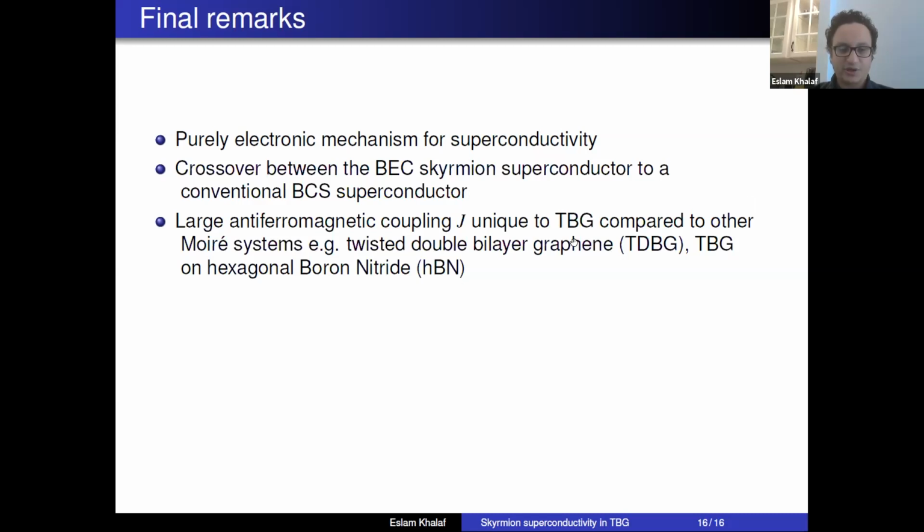Third, which is probably the most attractive feature of this proposal, is that this large antiferromagnetic coupling is really unique to twisted bilayer graphene compared to other moiré systems like twisted double bilayer graphene or twisted bilayer graphene when we put it on top of hexagonal boron nitride.